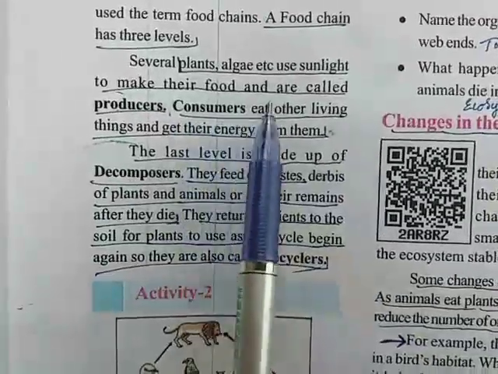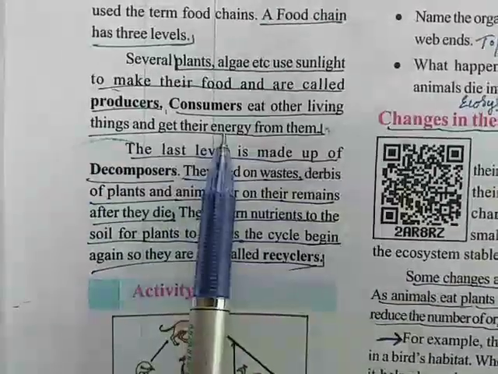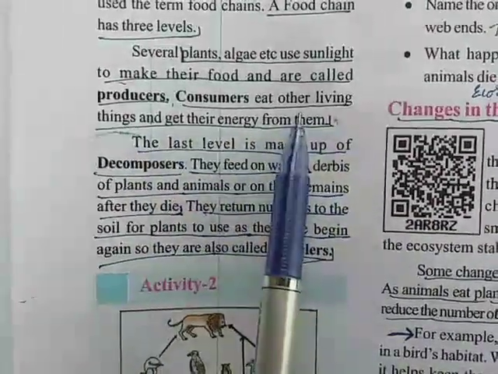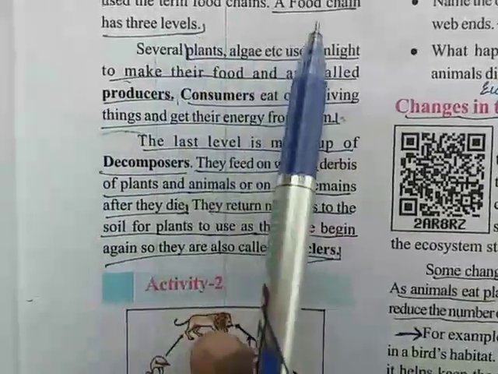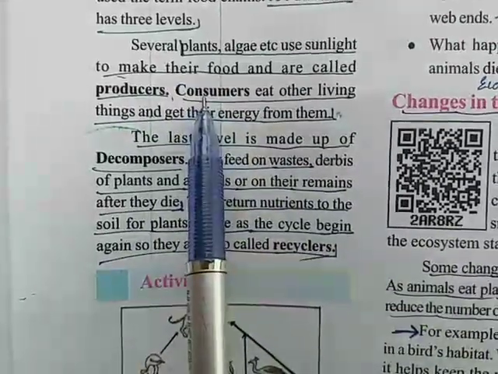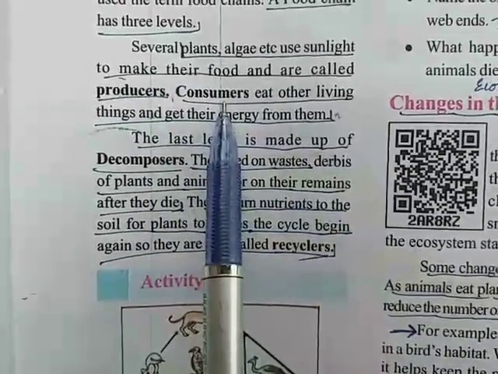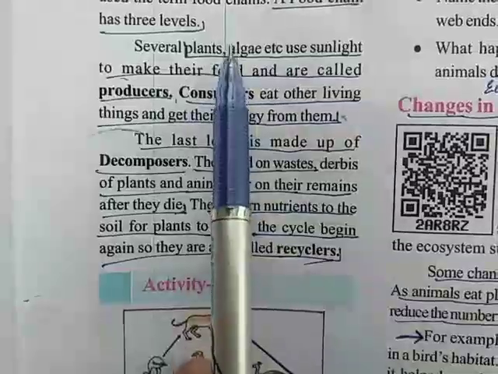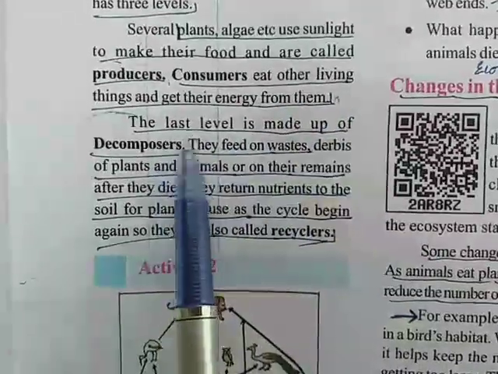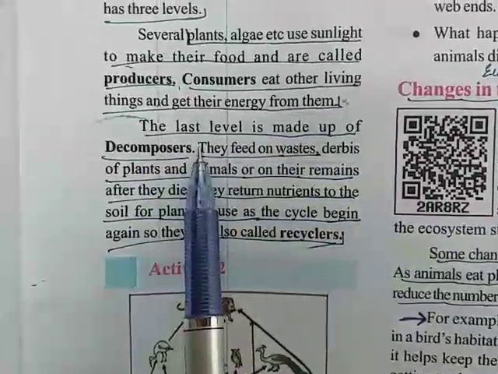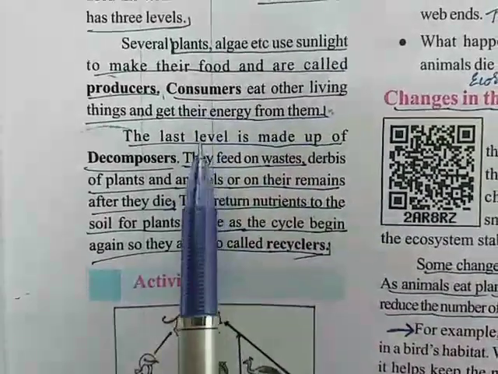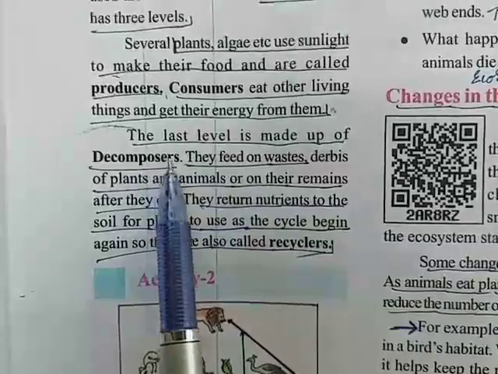Consumers eat other living things and get their energy from them. So here producers, plants and algae, prepare food materials. These plants and algae are always consumed by the consumers. By consuming these plants and algae, consumers get the energy. Next, the last level is made up of decomposers. So here we have producers, then consumers, and after consumers we observe decomposers.